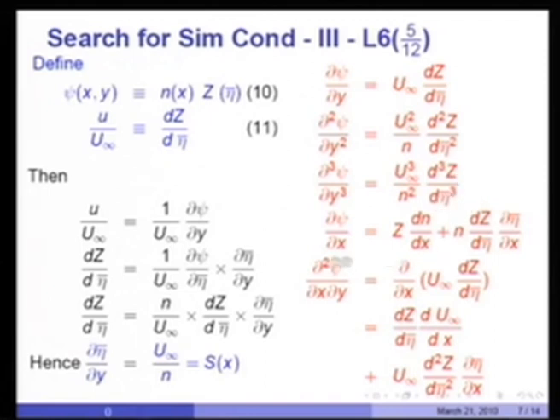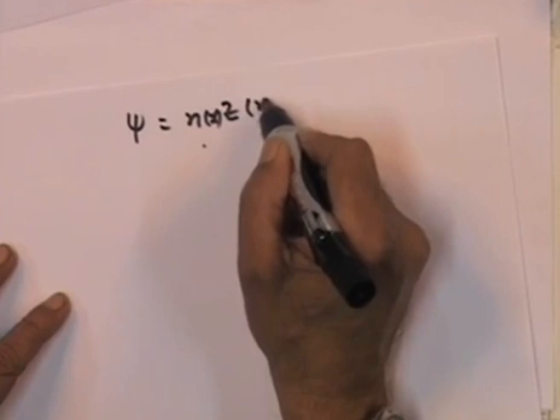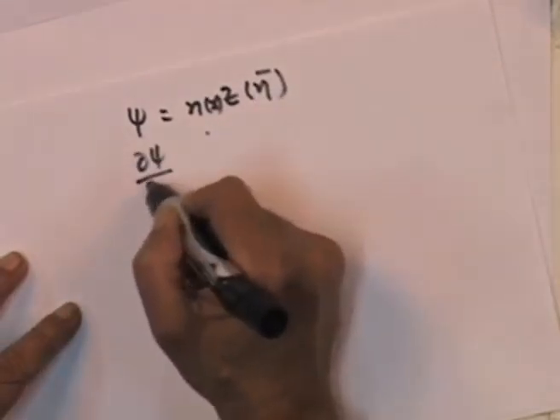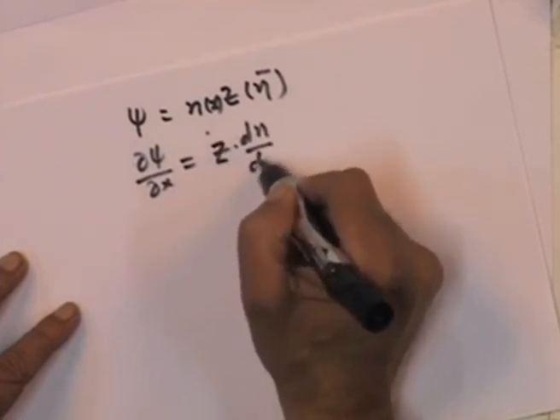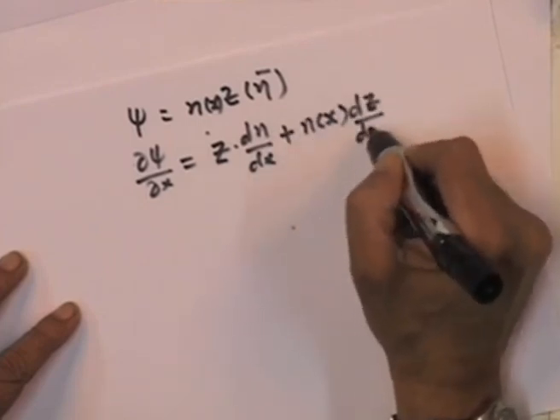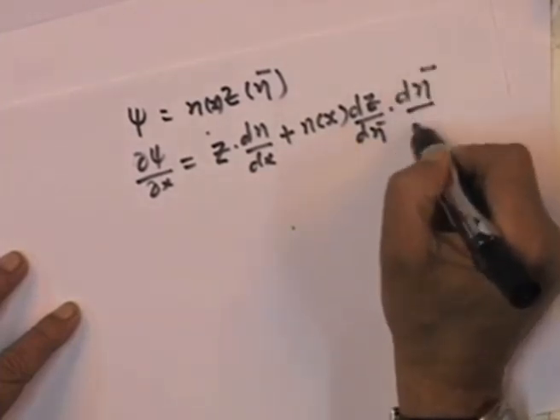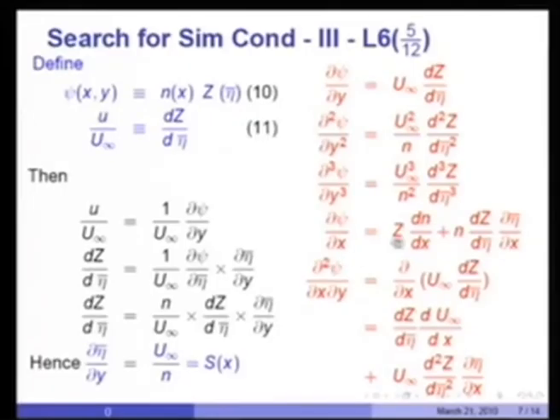d psi by dx requires a little work. Remember psi is n times z, that is n(x) times z of eta bar, and therefore, d psi by dx would be z times dn by dx plus n(x) dz by d eta bar times d eta bar by dx, because remember eta bar is a function both of y and x. So, d psi by dx equals z dn by dx plus n dz by d eta bar times d eta bar by dx.